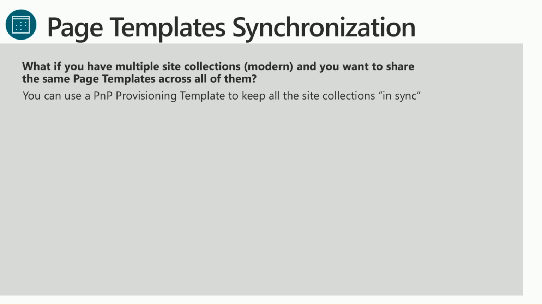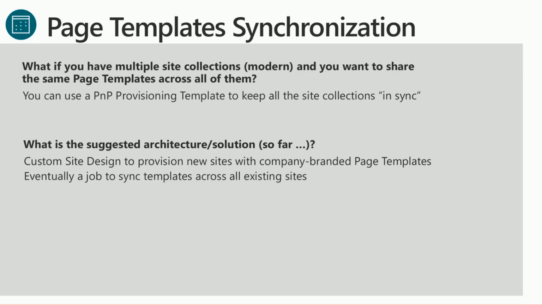One option is to use the PnP provisioning engine and create a PnP provisioning template, which will do the actual provisioning of the page templates across all of your site collections. What is the suggested architecture for achieving this goal? Right now this is a technique that you can use; maybe, and that's my hope at least, in the future there will be something out of the box. But so far, you can create a custom site design which can be used whenever you provision a new modern site. With that site design, you can also use the PnP provisioning engine in the backend, and provision the page template during the application of your site design. You can also create a job which will sync, let's say once a day or whenever you want, the page templates across all of the existing site collections.